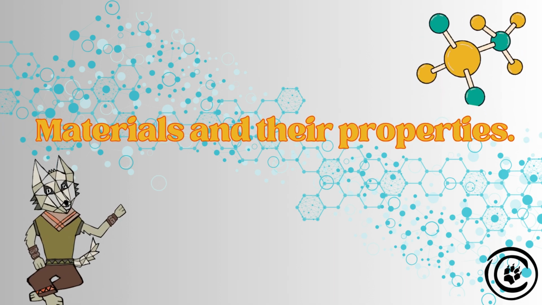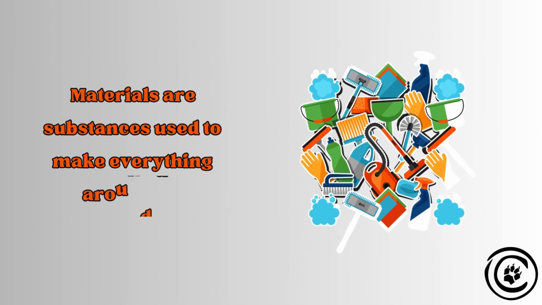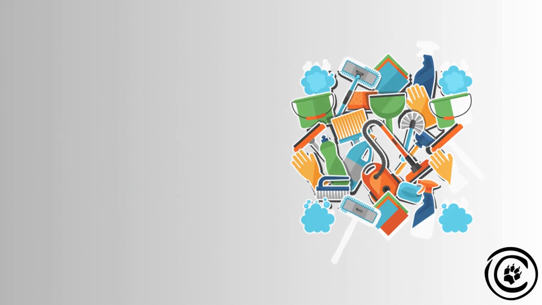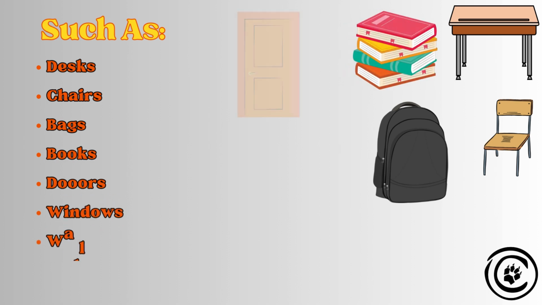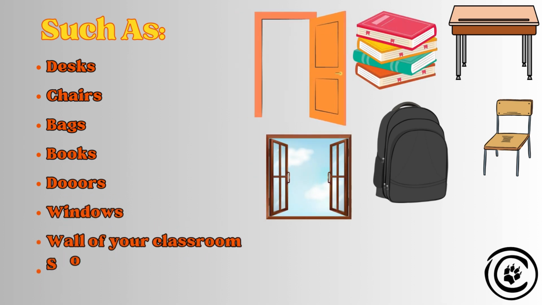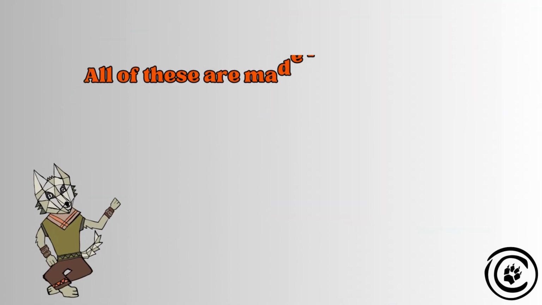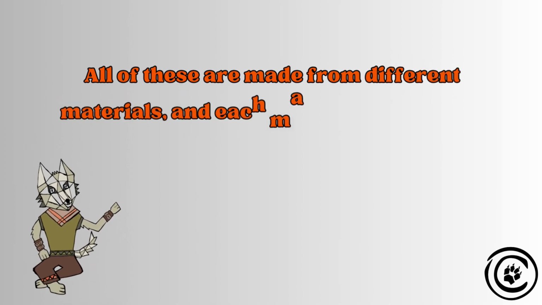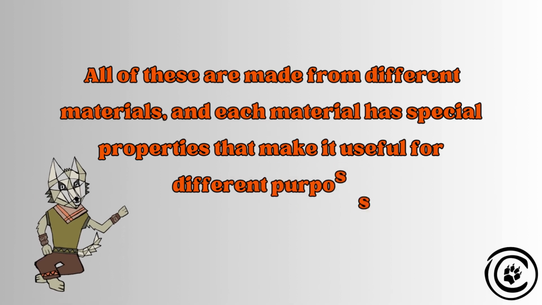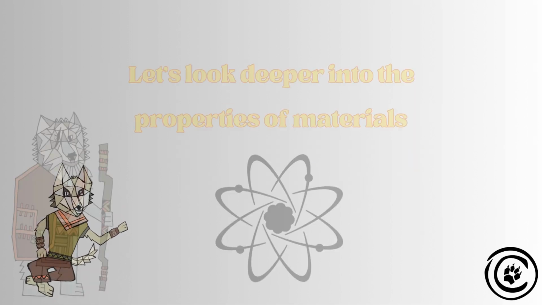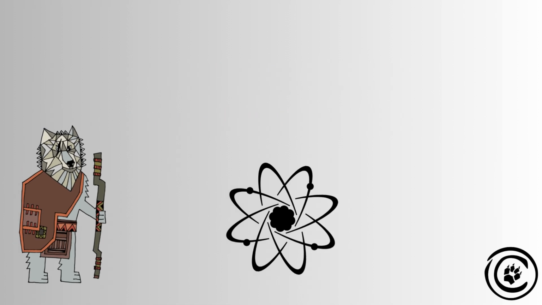Materials and their properties. Materials are substances used to make everything around us, such as the desks, chairs, bags, books, the doors, windows, walls of your classroom, and so on. All of these are made from different materials, and each material has special properties that make it useful for different purposes. Let's look deeper into the properties of materials.